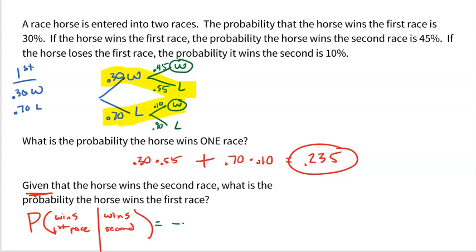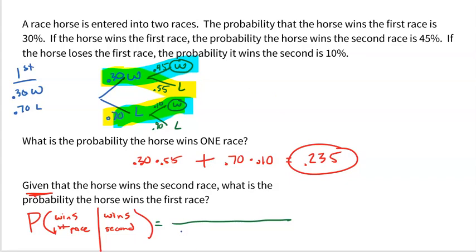That's why we got to work a little bit differently here. So we're going to use our conditional formula. Denominator first. What is the probability he wins the second race? That goes in the denominator. The condition is your denominator. Okay, winning the second race. Well, there's 2 ways you could win the second race. There's a way where you win the second race, and there's a way when you win the second race. So I got to put both of those together.